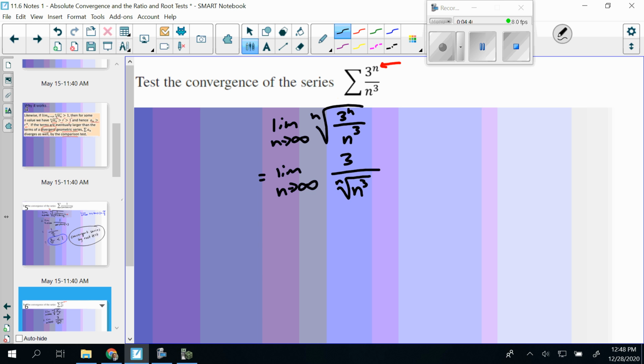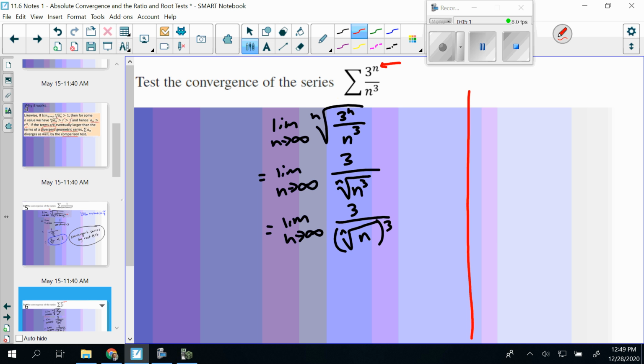So how do we simplify something like that? Well, I also know another way to write that, which would be equivalent: the nth root of n, all to the 3rd power. What is the limit as n goes to infinity of the nth root of n? This one I'm going to kind of do as a sidebar here, and this is one that you should take with you and know for the future.